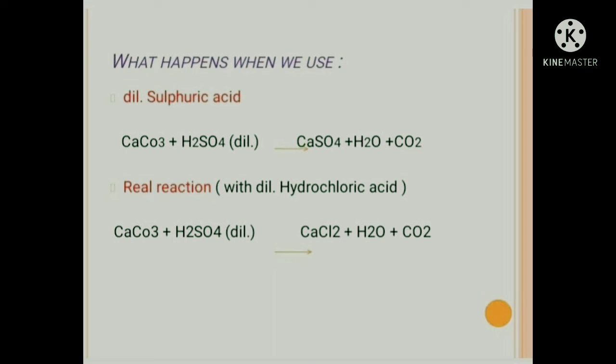What happens when we use dilute sulfuric acid in carbon dioxide preparation? So the reaction completely changes. The reaction goes CaCO3 plus H2SO4 gives CaSO4 plus H2O plus CO2. Here CaSO4 is insoluble in water and further stops the reaction. And the reaction with hydrochloric acid goes CaCO3 plus 2HCl gives CaCl2 plus H2O plus CO2.